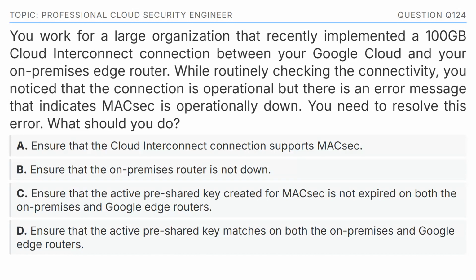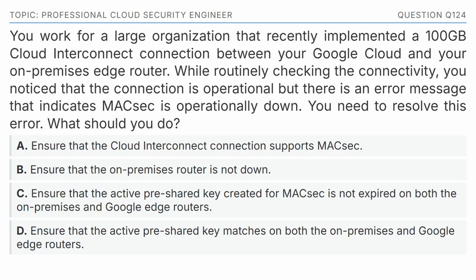You work for a large organization that recently implemented a 100 GB cloud interconnect connection between your Google Cloud and your on-premises edge router. While routinely checking the connectivity, you notice that the connection is operational, but there is an error message that indicates MACsec is operationally down. You need to resolve this error.